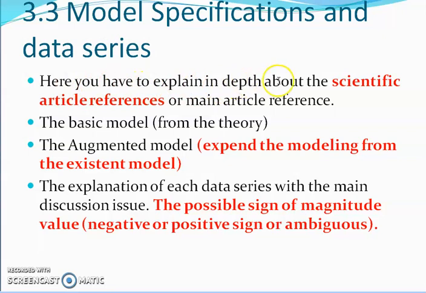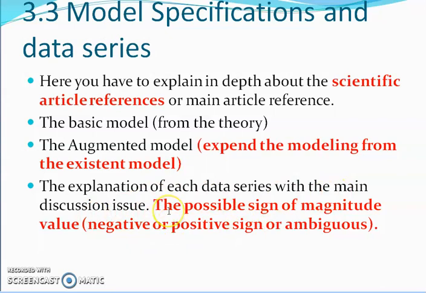So, in model specification and data series, here you have to explain in depth the scientific article references, or main article references, that you use in the study. You also have to explain the basic model. If the theory you use has a basic model, you have to explain the basic model in depth before you jump to the augmented model that is based on the basic model that you use in the modeling, right?